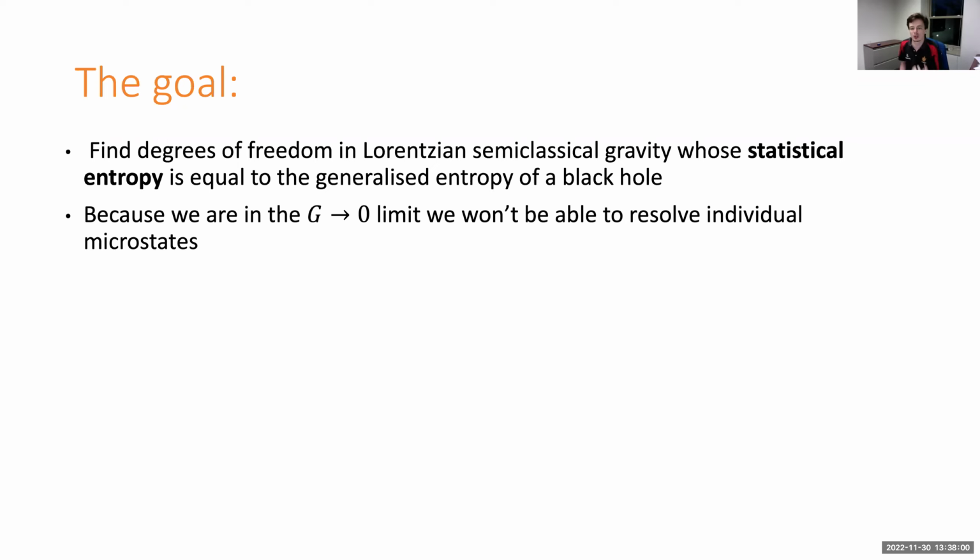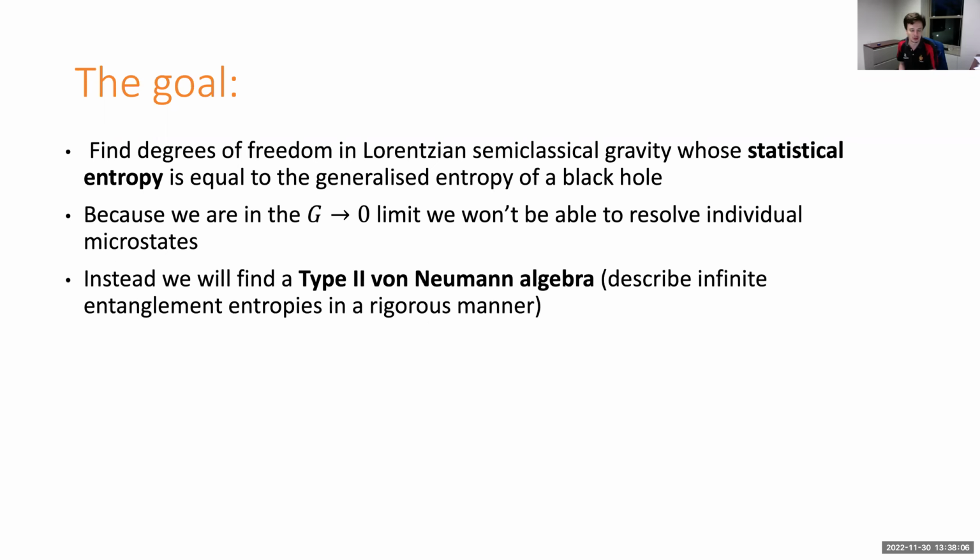So we won't be able to resolve individual microstates because the number of microstates won't be finite. Okay, A over 4G will have gone to infinity. So all these entropies will really be infinite. And instead, what we'll find is what's called the type 2 von Neumann algebra. So this is just a rigorous mathematical formalism for describing degrees of freedom that have infinite entanglement entropy.